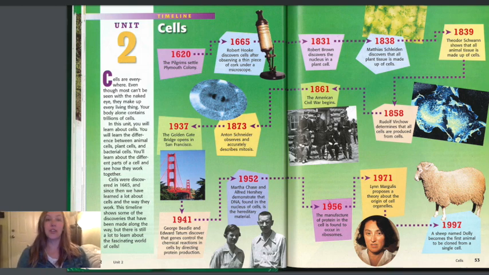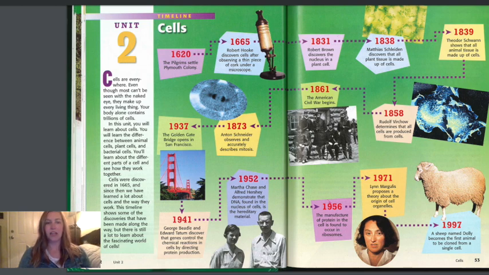So unit two is on cells. Cells are everywhere. Even though most can't be seen with the naked eye, they make up every living thing. Your body alone contains trillions of cells. In this unit, you will learn about cells. You will learn the difference between animal cells, plant cells, and bacterial cells. You'll learn about the different parts of a cell and how they work together.